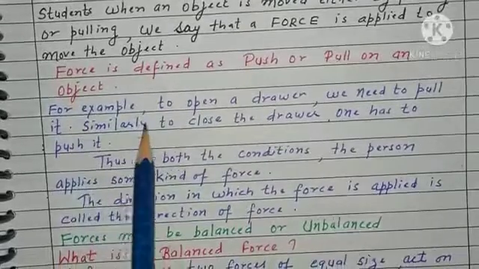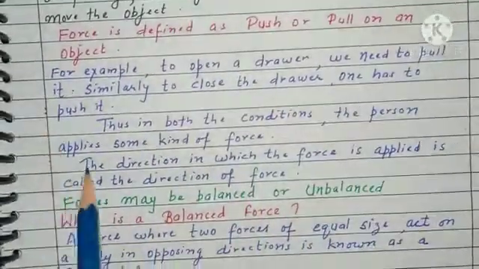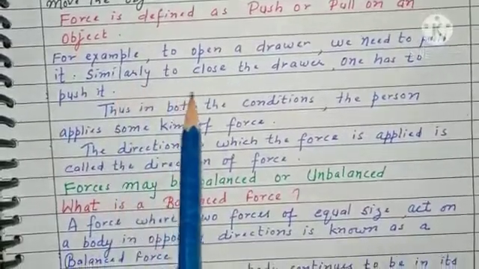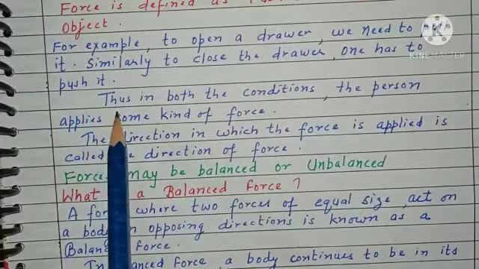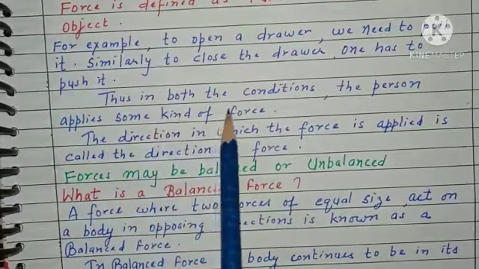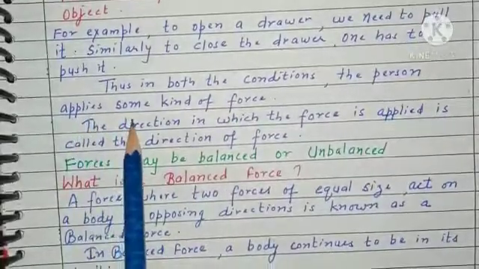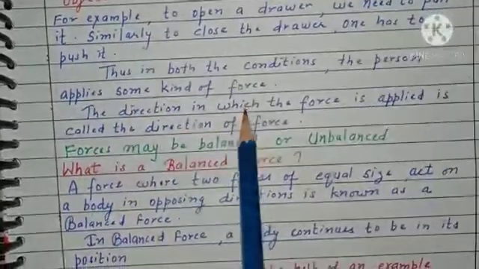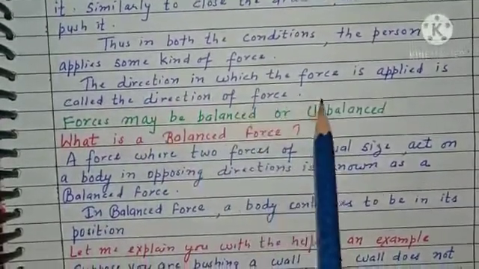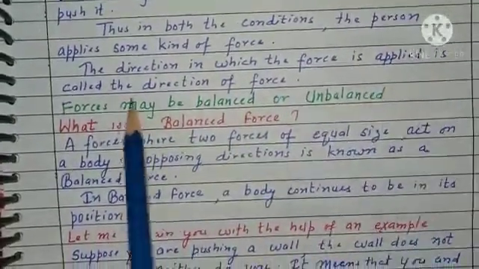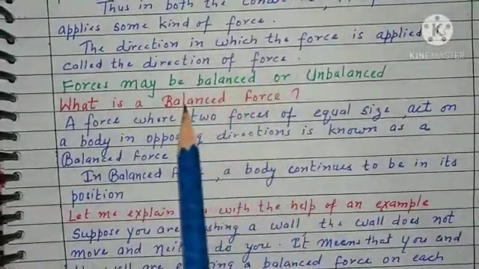For example, to open a drawer, we need to pull it. Similarly, to close the drawer, we need to push it. Thus, in both the conditions, the person applies some kind of force. The direction in which the force is applied is called the direction of force.